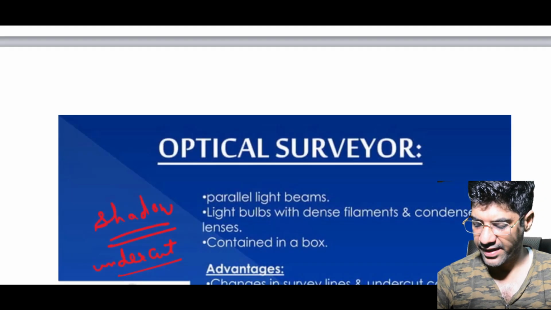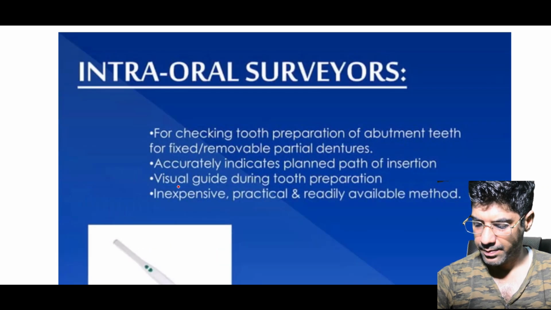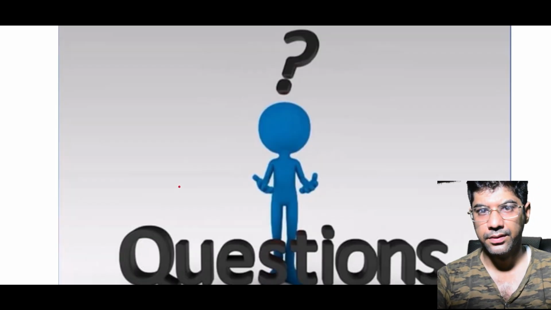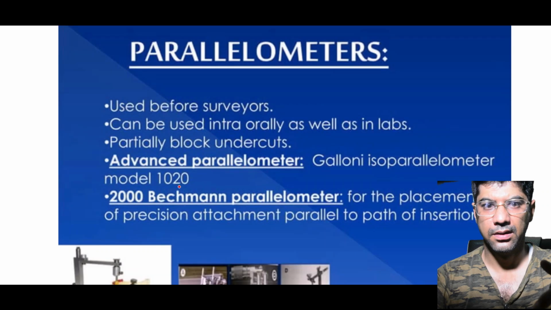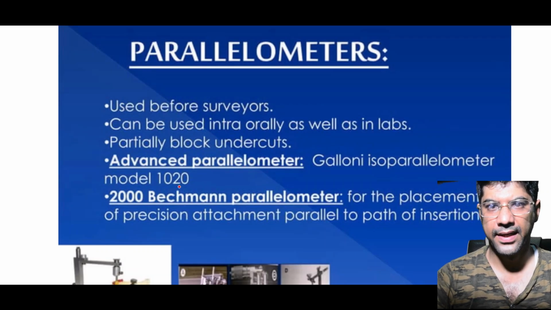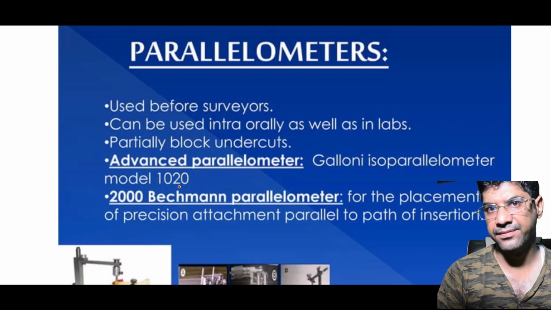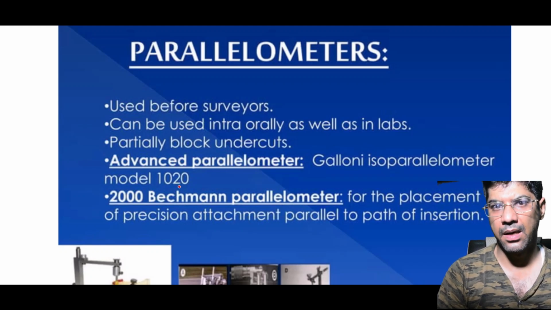Other is intraoral surveyors, parallelometers. So these are the various types. So parallelometer is an essential tool for designing RPD attachments, used to identify parallel surfaces that contact the vertical arm during positioning.